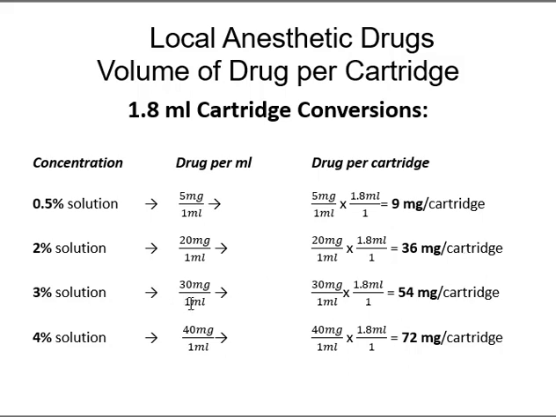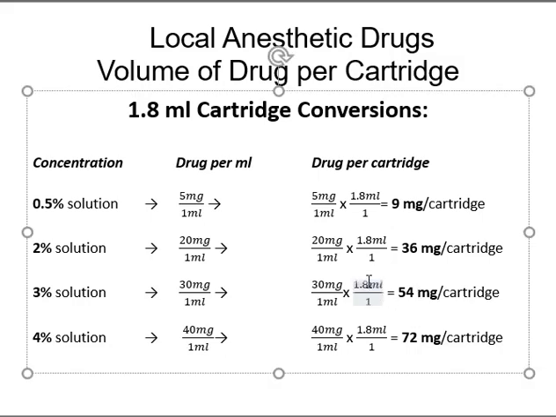3% solution means 30 milligrams per 1 milliliter. 1.8 milliliter cartridge, it's 54 milligrams. Now, what if I said to you that the cartridge itself here was 1.7? Then you have to figure out 30 milligrams times the 1.7 milliliter cartridge, which would then give you 51 milligrams per 1.7 milliliter cartridge. So you have to know the equations based on 1.7 and 1.8, and that number will be given to you in any equation that I give you.